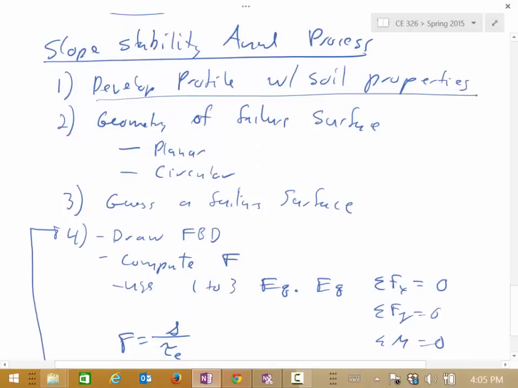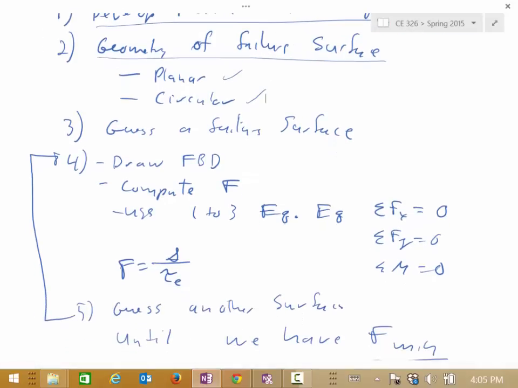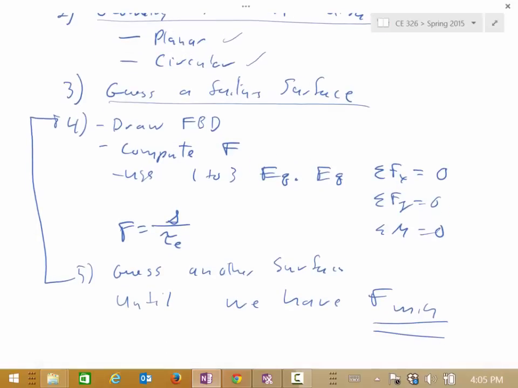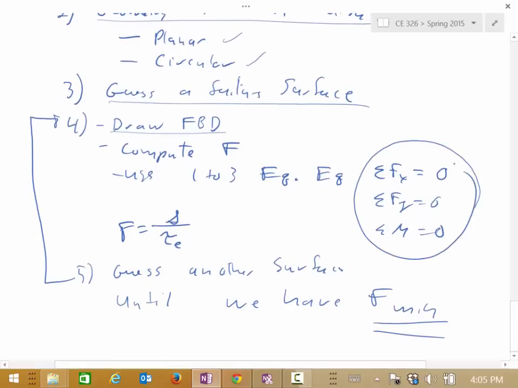Develop the soil profile with the properties. Based on our geometry of the surface, we're either going to analyze for planar or circular. In the real world, we could analyze for other shapes, but those are the two we're going to do. Once we know which type we're going to do, we're going to guess a failure surface. Draw the free body diagram for that surface. We're going to compute F. How are we going to know which equilibrium equations we're going to use? Depends on the kind of analysis we're going to do.